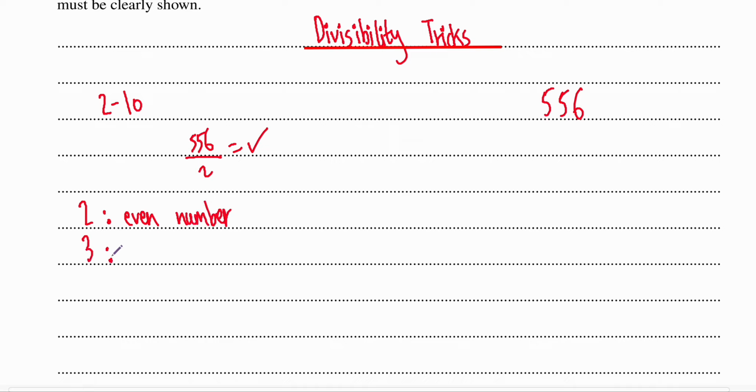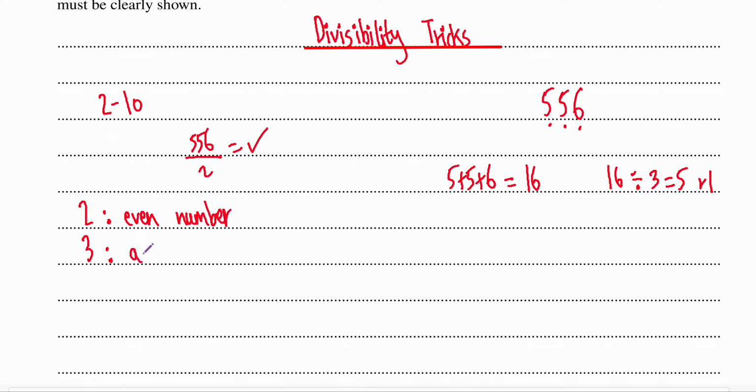For 3, what you do is you add up all the digits individually. So you would do 5 plus 5 plus 6. 10 plus 6 is 16. And then you check, is 16 divisible by 3? This is easy to check. We know 16 is not divisible by 3; you get 5, but then you also get a remainder of 1. So that means 556 is not divisible by 3.